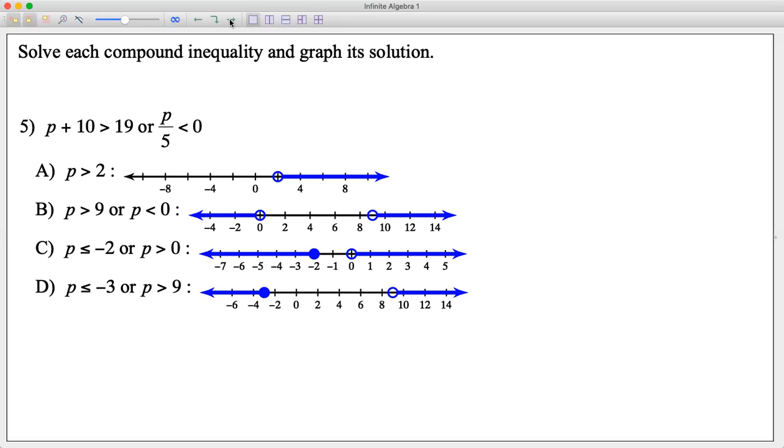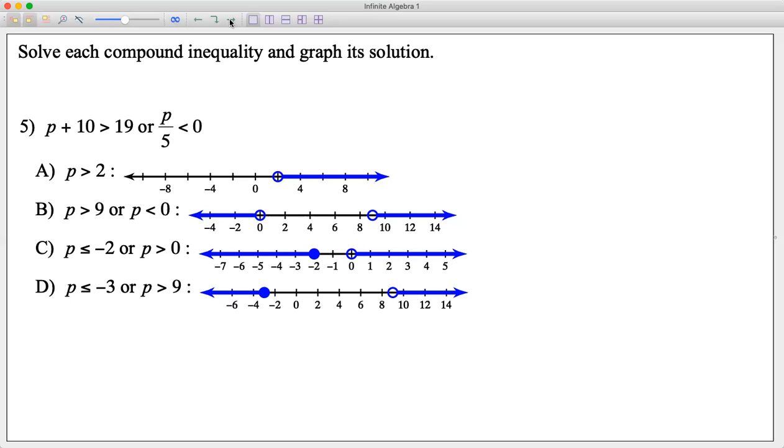What's the first one? P plus 10 is greater than 19. Solve that. So P is greater than 9. There's your first one you have to graph. Hey, you could graph that right now. And if there's only one of them up there that says P is greater than 9, you're done. Or you could, well, the other one's already solved. No, it's not solved. It says P over 5 is less than 0. What do you do?